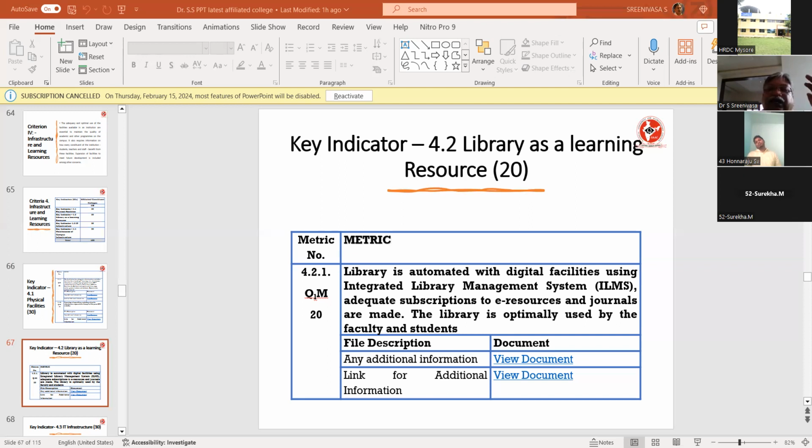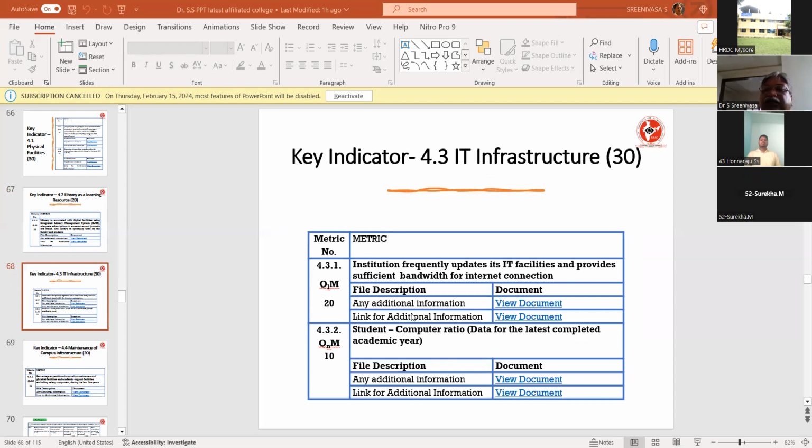The library as a learning resource is very, very important. The library should act as a bridge between the teachers and the students. And how much money is spent on maintaining the library, and what new books they got, all those things are very important to get a good score.